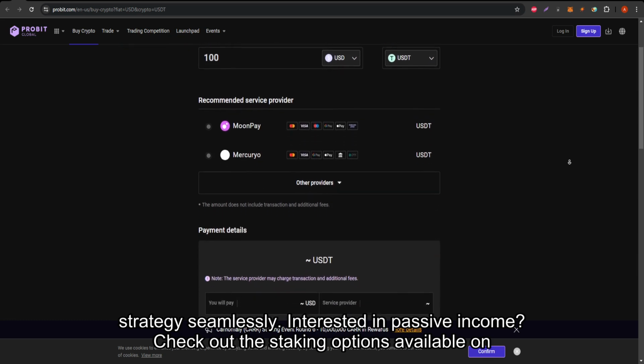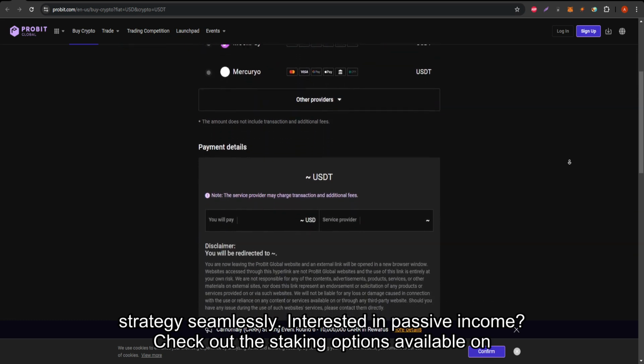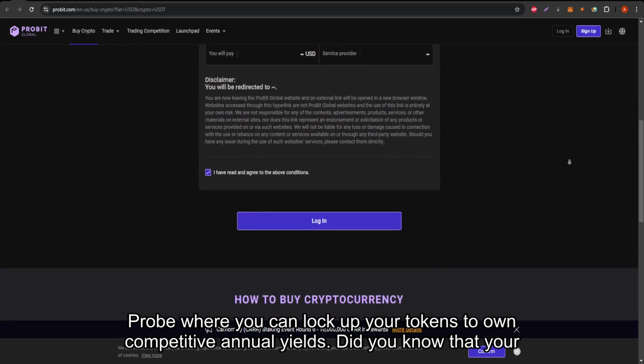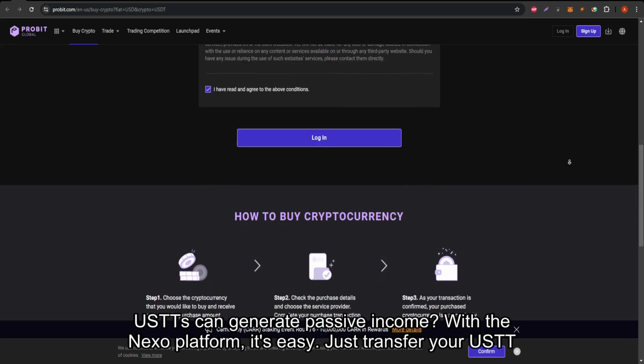Interested in passive income? Check out the staking options available on ProBit, where you can lock up your tokens to earn competitive annual yields.